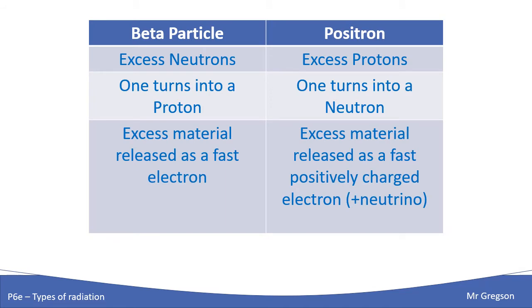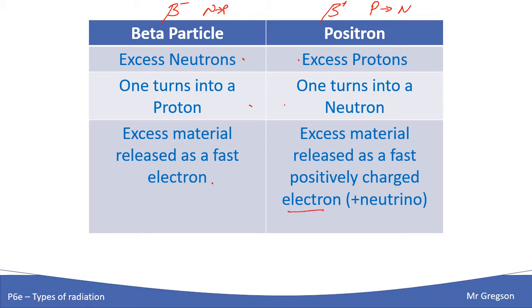Okay, so this is our, in a nutshell, everything we need to know. This is our beta minus, a neutron turning into a proton, and this is our positron, coolest name in physics, which is a beta plus, which is actually a proton turning into a neutron. You get this when you've got either excess neutrons or excess protons, and vice versa. One turns into a proton, one turns into a neutron. Excess material is released as a fast electron, or as a fast positively charged electron.